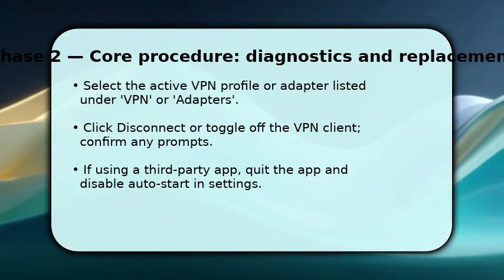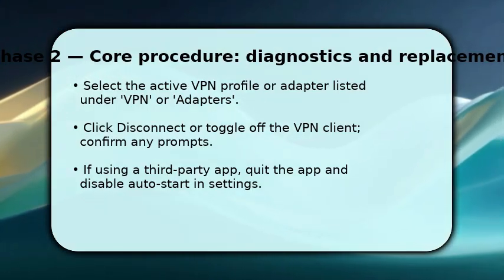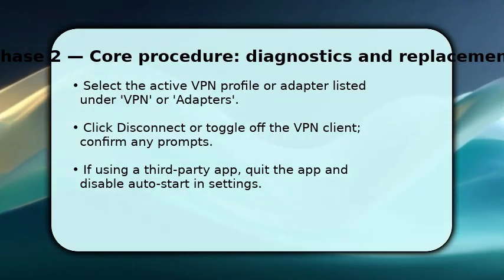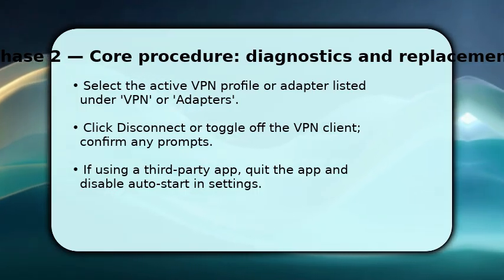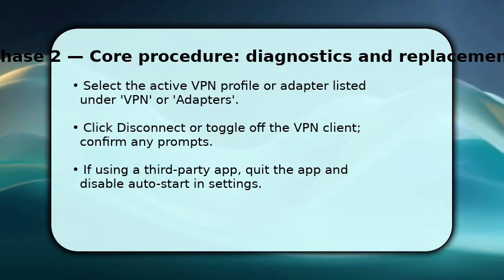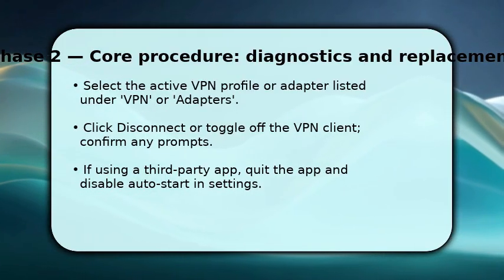Once you're in the network pane, find the active VPN profile or adapter. This shows the connection name and status. Click Disconnect or toggle the VPN off. If a confirmation appears, accept it because that ends encrypted routing immediately.